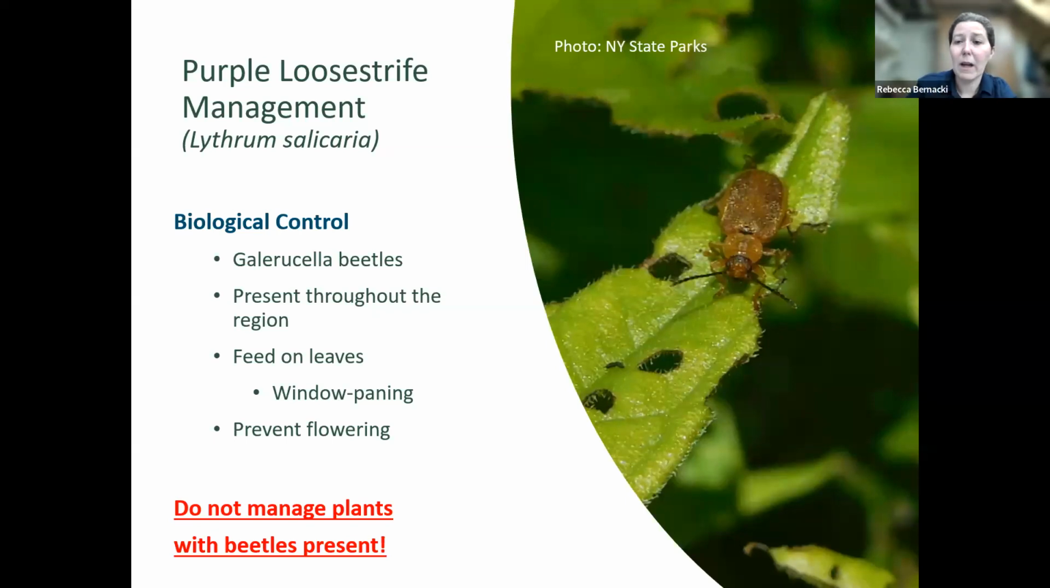So if you do encounter purple loosestrife and you see these beetles on it, don't manage it. We want to leave that plant in place for these beetles to feed and have habitat and grow and thrive and be able to spread. However, if it's an area where the Galerucella beetles have just gotten to and they don't have high enough numbers to keep that purple loosestrife population in check, you may just want to cut off the flower head and give those insects a little bit of help.